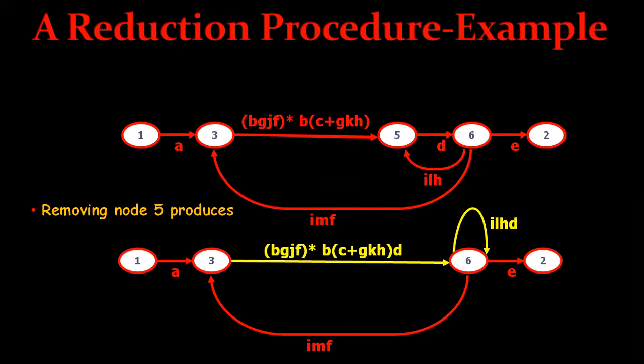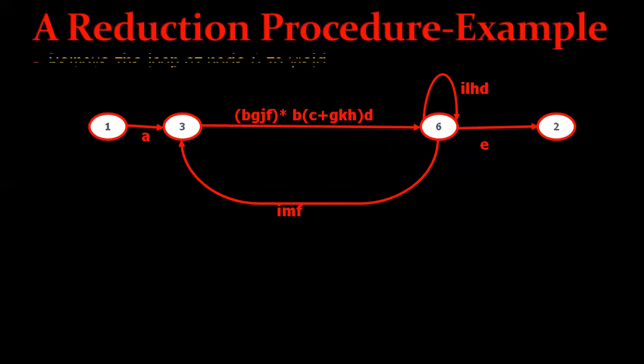So my node 5 I removed. So now I am left with this particular control flow graph. Now I have to remove one more node. So let us suppose that we are removing, which node we will remove? Okay, let us try to remove node 6.